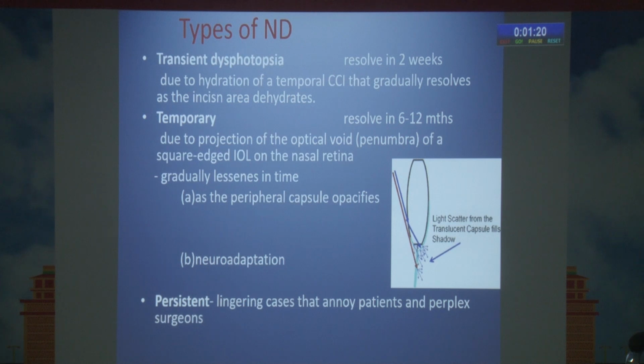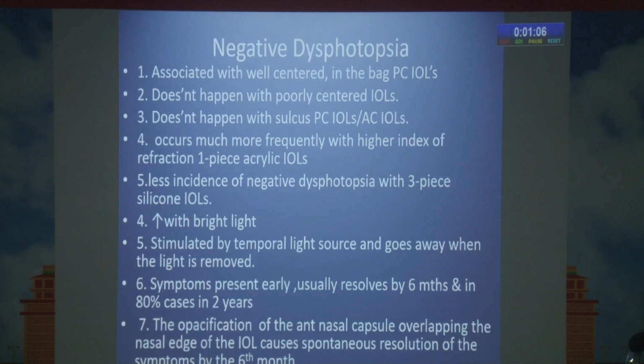I told you incidence decreases from 20% to 5%, and why it disappears is because the peripheral nasal rim of the anterior capsule opacifies, or when there is neuroadaptation. But it is the persistent variety consisting of lingering cases that annoys the patient and perplexes the surgeon. So I told you it occurs with well-centered in-the-bag PCIOLs. It does not happen with poorly centered IOLs.